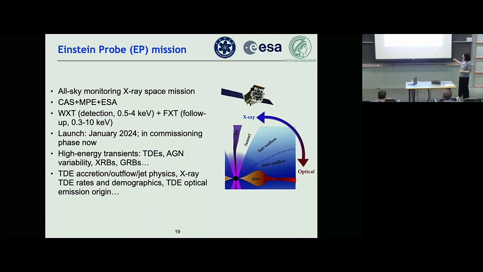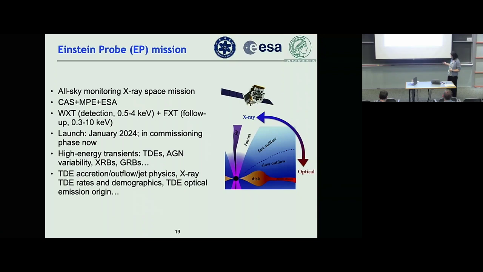Especially if we adopt this viewing angle picture, then these X-ray TDEs are going to be found at this angle, which is face-on orientation, for which the optical surveys cannot find them. I think it's very exciting because we can directly see the accretion power from TDEs and learn a lot about accretion, wind and jet physics in TDEs from these observations. We can study X-ray TDE rates and demographics when we have a sizable sample. And I also want to mention that we can potentially solve the optical emission origin question in TDEs using these observations.